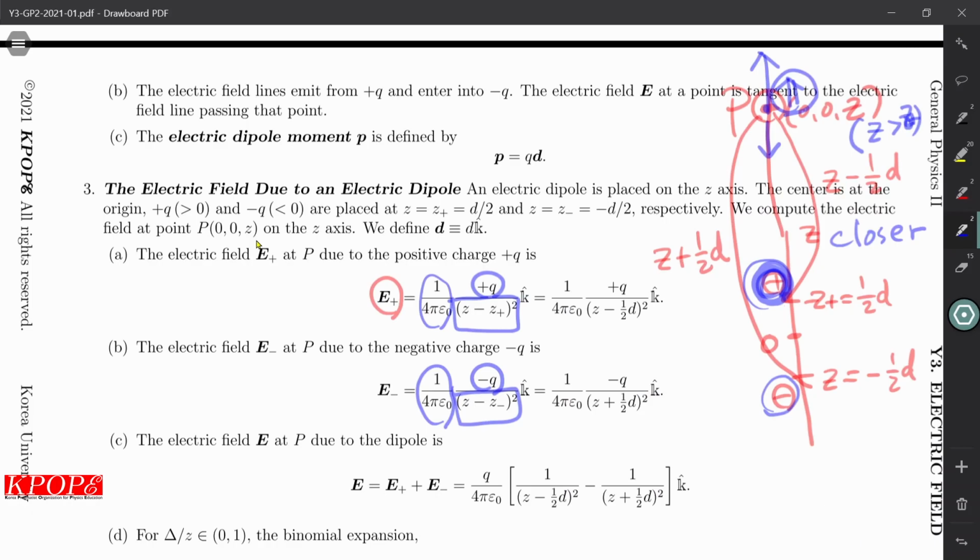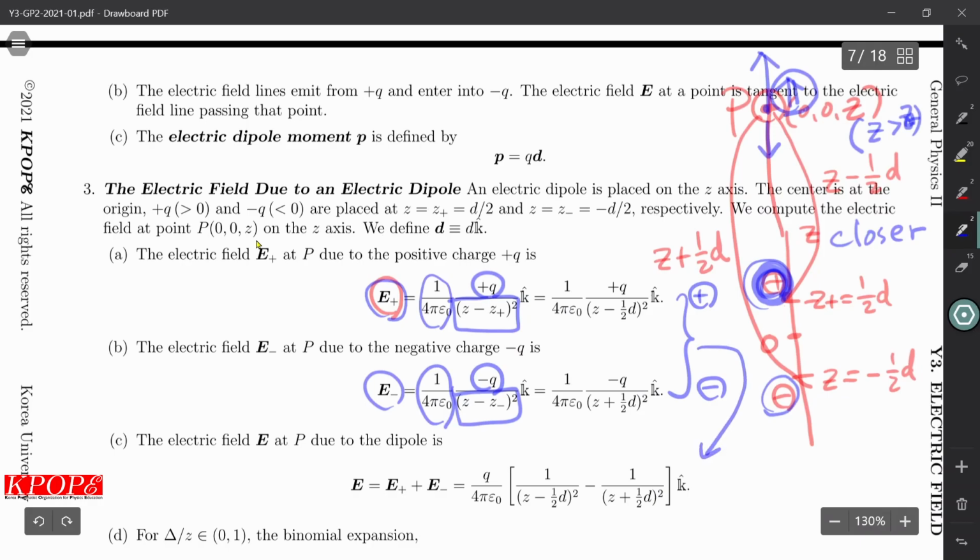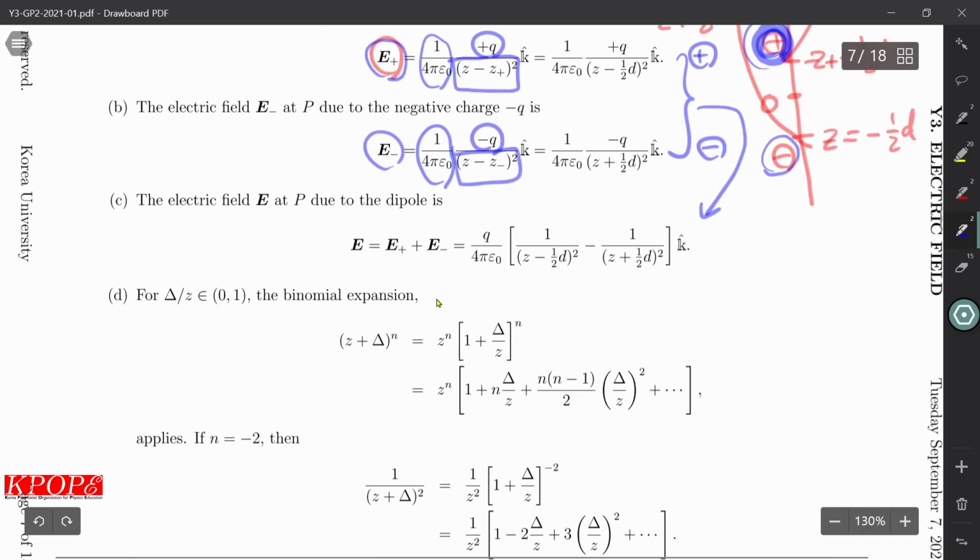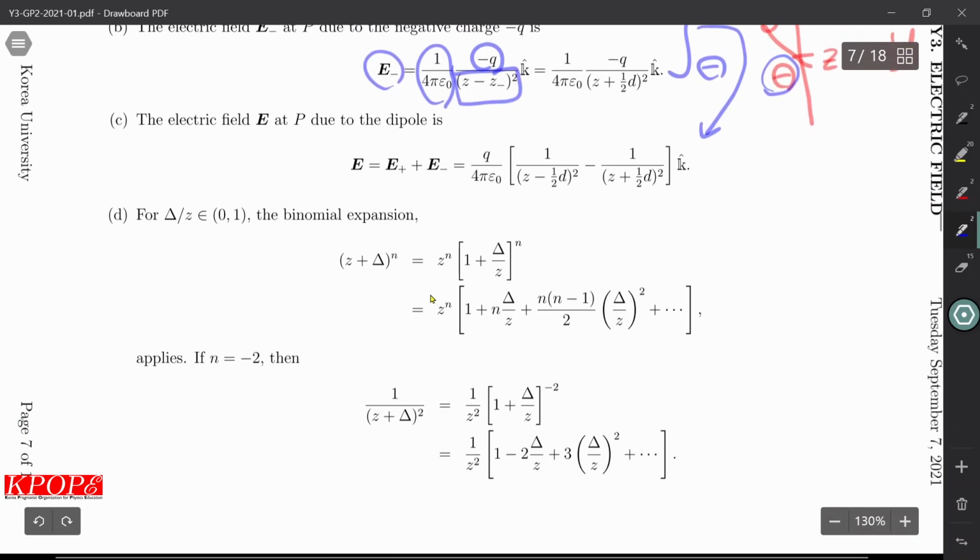So the net electric field is smaller than the pure monopole field. Anyway, if you compute this sum, this is due to the positive charge, this is due to the negative charge. Sum of them is in here. The electric field E at point P is now computed in this form.